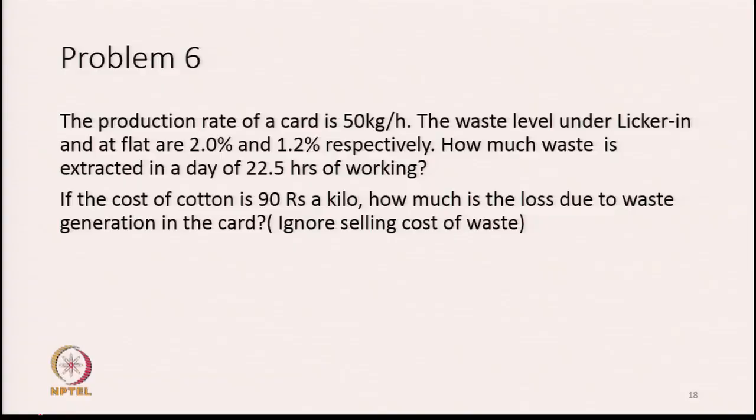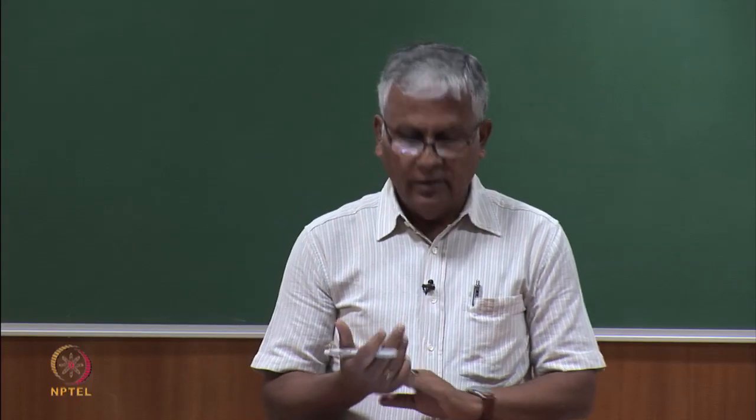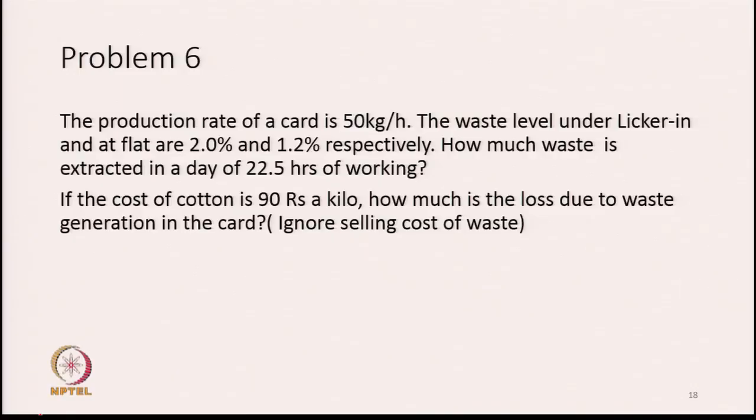Now, this is another problem, let us take this as the last problem that we are going to discuss today. The production rate of a card is 50 kg per hour. The waste level under licker-in and flats are 2% and 1.2% respectively. How much waste is extracted in a day of 22.5 hours of working? Okay. If the cost of cotton is 90 rupees a kilo, how much is the loss due to waste generation in the card? So, two questions have been raised and we have to find out the answer.